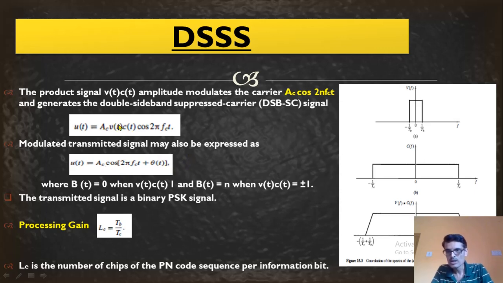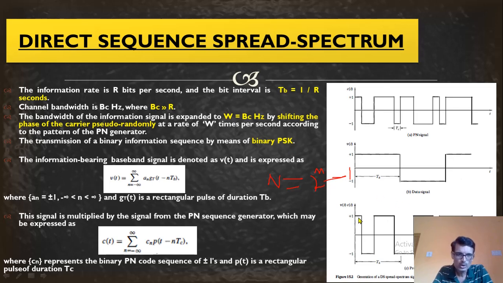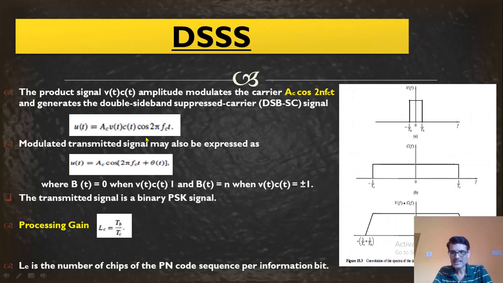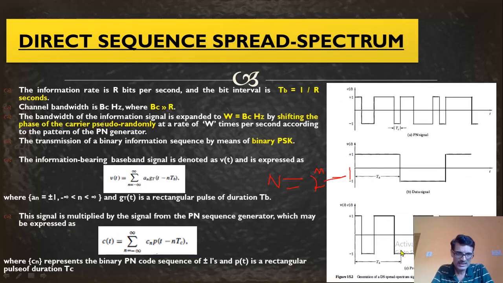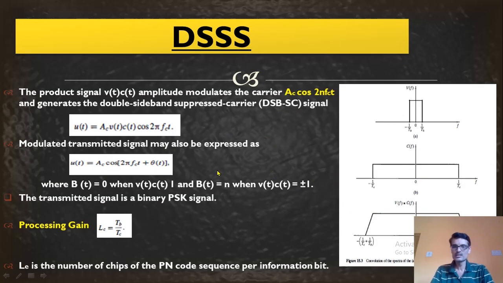What is the meaning of this? V of t, C of t, this product, is either equal to plus 1 or minus 1. So that means this signal u of t is either plus or minus 1 times A_c cos 2 pi f_c t. Either plus A_c cos 2 pi f_c t or minus A_c cos 2 pi f_c t. That means either the phase is not changed or the phase is changed by 180 degree. Whenever the signal is minus, the phase is changed because minus 1 is multiplied there. Whenever the signal is plus 1, the phase is not changed. It's a PSK signal, right?